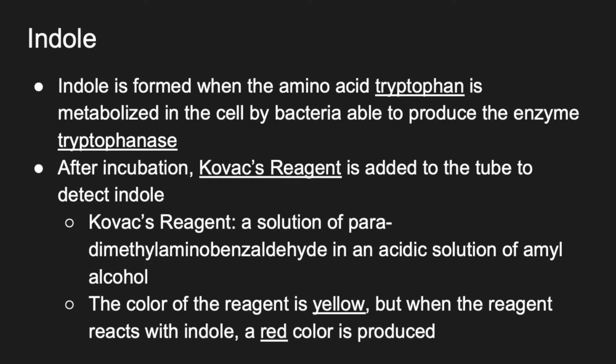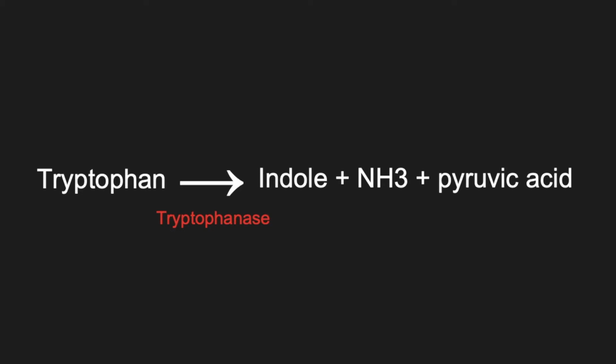So if after all of this we add Kovacs reagent to our tube and red is produced, that means that tryptophan was broken down into indole using this enzyme tryptophanase. So what indole is testing for is the presence or the absence of this enzyme tryptophanase. And this slide right here is just showing you tryptophan going to indole plus NH3 plus pyruvic acid because of tryptophanase. So if we add Kovacs reagent and our tube turns red, that means indole is produced, meaning that the enzyme is present. That made tryptophan yield indole and the other stuff, okay?